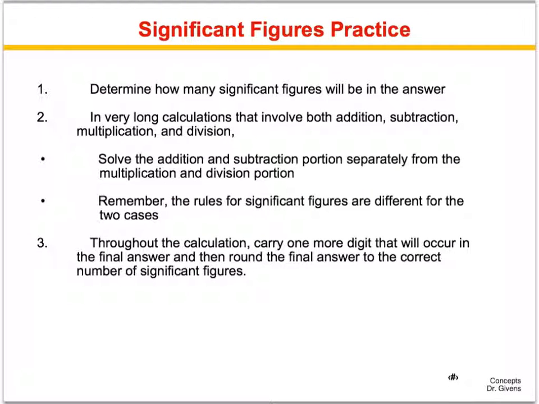Therefore, significant figures. First of all, you determine how many significant figures are in your answer. If the answer involves addition and subtraction and multiplication and division, you solve the addition and subtraction first and figure out the decimal places and significant figures for it. And then you follow the rule for multiplication. When you're calculating, carry 1 more digit than you will get in your final answer, and only round when you get to the final answer. Or if you put them all in your calculator, don't round at all until you get to the final answer.